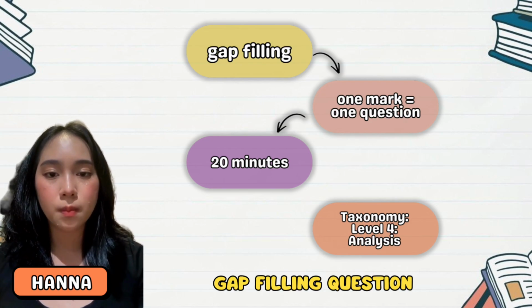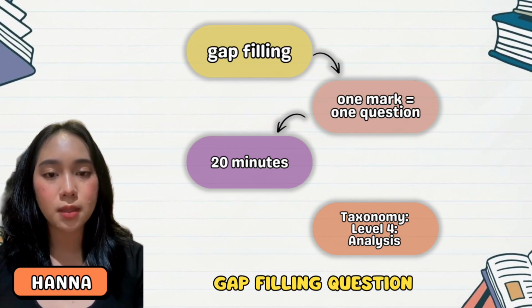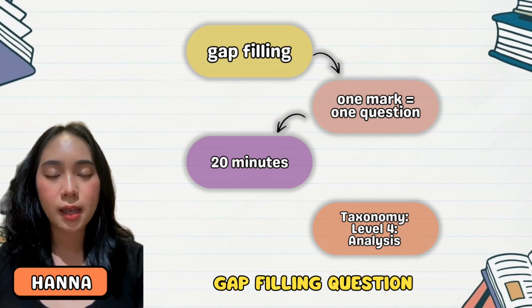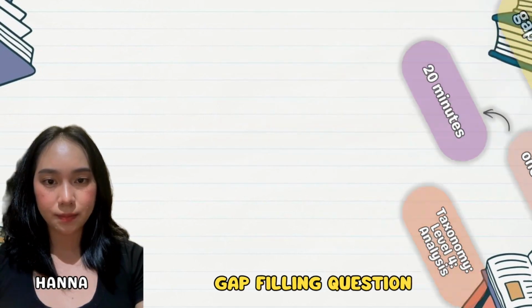In terms of Bloom's taxonomy, this part assesses the analysis level, as students need to examine the passage carefully and match ideas accurately to complete the missing sentences.